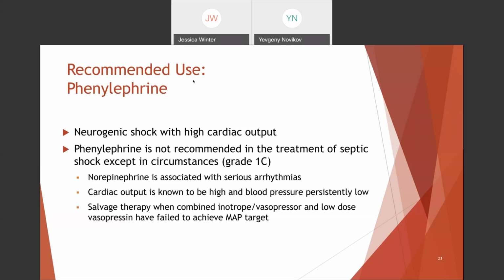And sometimes you'll see it's used in neurogenic shock. So some types of neurogenic shock, a lot of them do affect cardiac output. So obviously if your cardiac output's low in neurogenic shock, then you don't want to add phenylephrine on. But sometimes you'll see high cardiac output but low SVR associated with spinal cord injury or neurogenic shock. Then you might see a low dose phenylephrine used on those patients.